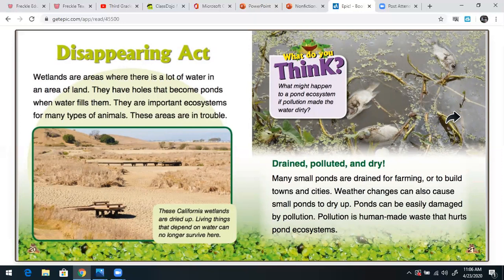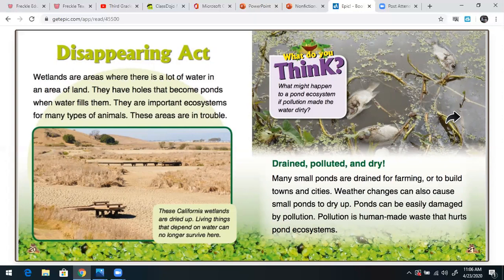Drained, polluted, and dry. Many small ponds are drained for farming or to build towns and cities. Weather changes can also cause small ponds to dry up. Ponds can be easily damaged by pollution. Pollution is human-made waste that hurts pond ecosystems.